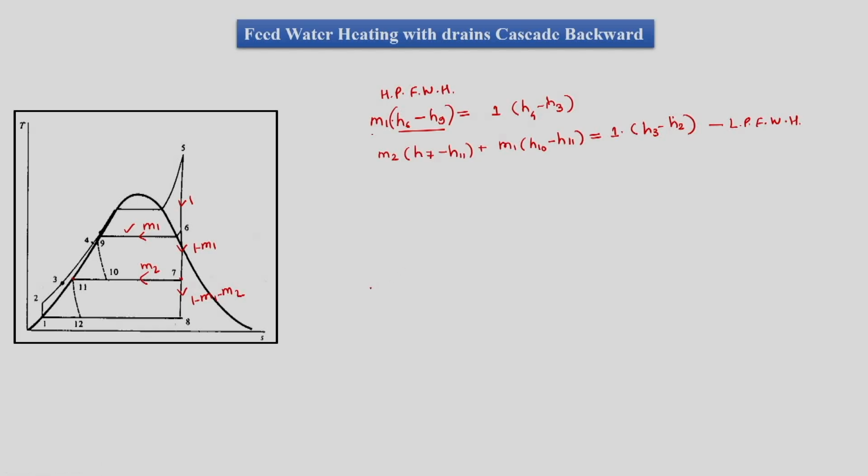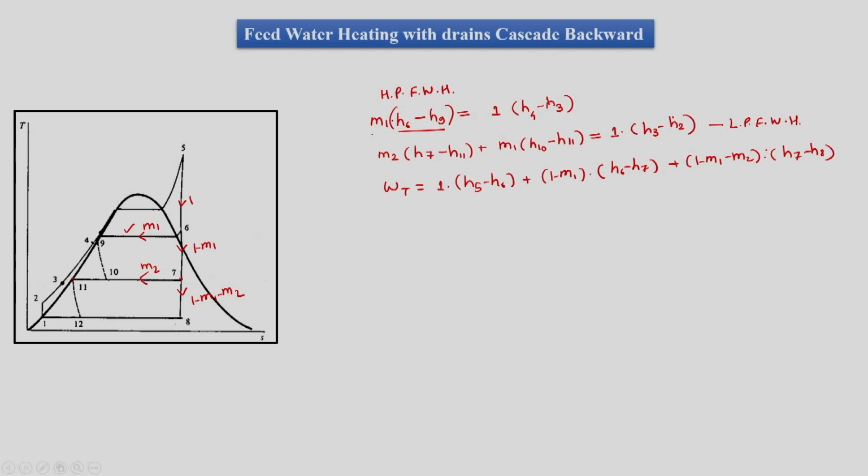Then we can use this to find out turbine work. Turbine work is 1 into (H5 minus H6), plus (1 minus m1) into (H6 minus H7), then plus (1 minus m1 minus m2) into (H7 minus H8).